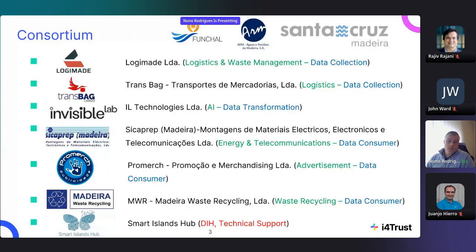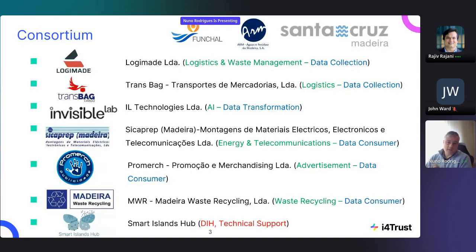Logimade will also integrate waste occurrences data into the waste management system of the city of Funchal that the company runs. Invisible Lab is a software company with AI expertise, and they will be an intermediate data processor, applying their expertise. Sika Prep and Energy is an energy infrastructure company, Promerge, an advertising company, and Madeira Waste Recycling, which is a waste recycling company, will be data consumers to consume all this data being produced.